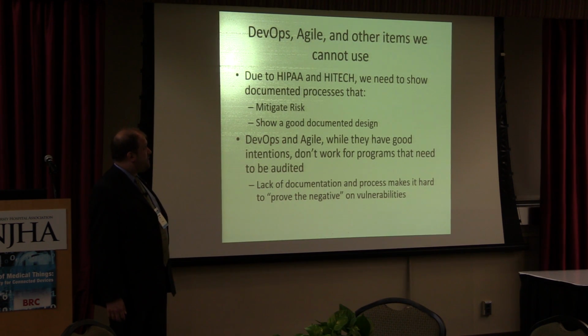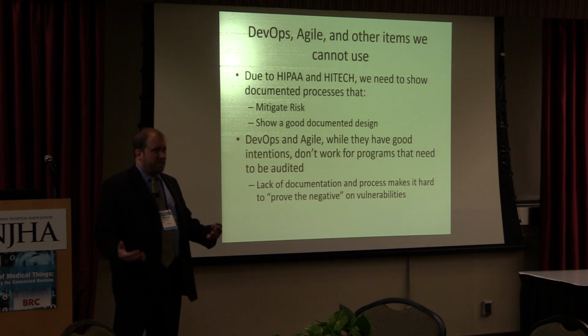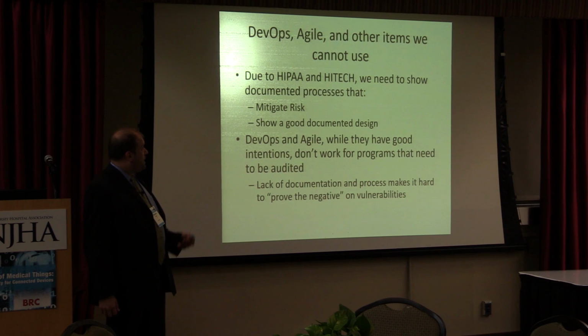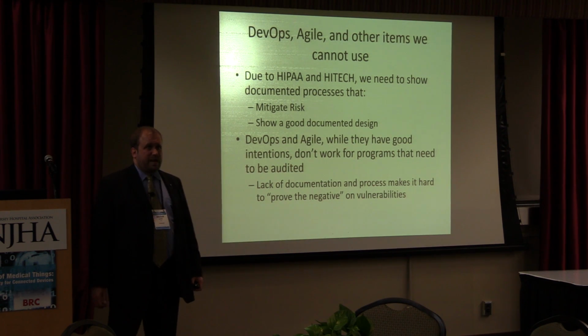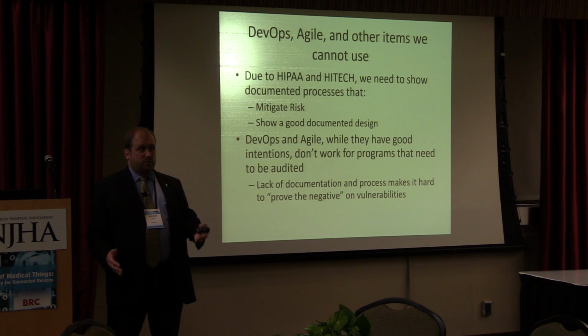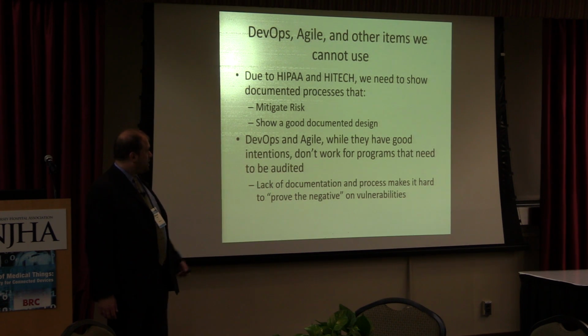I titled this one DevOps, Agile, and Other Items We Cannot Use because, well, a lot of items we can't use. Because due to HIPAA and HITECH, we need to show documented processes that mitigate risk and show a good documented design. So we associate this with common criteria, we associate this with all the certification and accreditation, and I'm an ex-defense contractor, so we're really big on this with the documented design process.